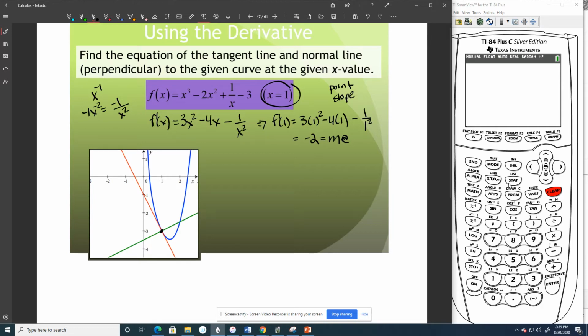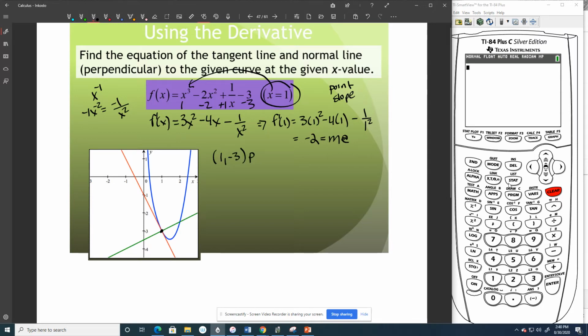I need the y value before I can plug it into my formula. So let's plug 1 into our original equation to get our y value. So this becomes 1 cubed minus 2, plus 1 over 1 is just plus 1, and then minus 3. So 1 minus 2 is negative 1, plus 1 is 0, and I'm left with negative 3. So the point that I'm going to use is 1 comma negative 3.